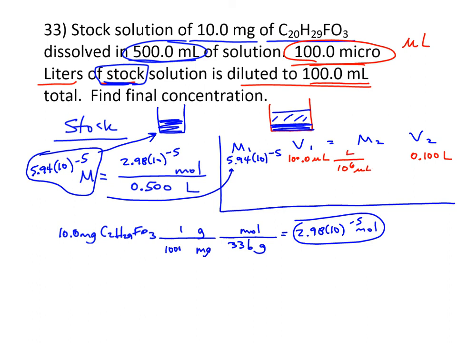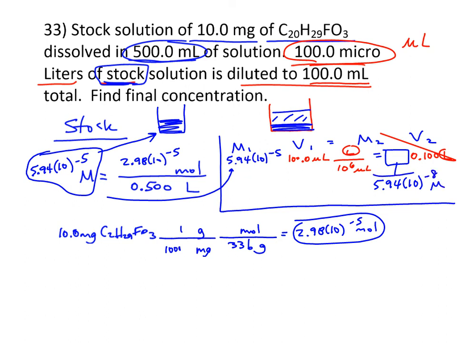The reason I did liters here is to match this liters right here. You could have done any kind of volume that you wanted. Let's see if this erases. All right, I don't know why it's not letting me erase. Anyway, so now you're just going to solve for that molarity, do all your math. You should get an answer of 5.94 times 10 to the minus eighth molar. That is your final answer for this problem.